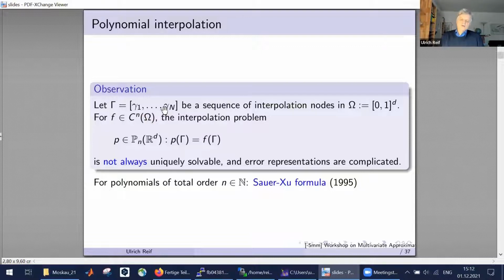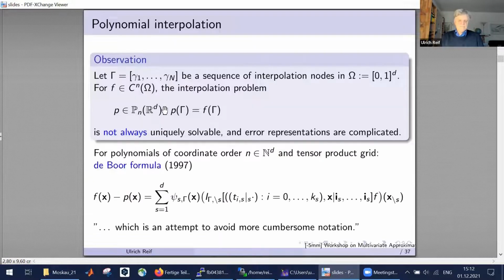For polynomials of total order n, there is the Sauer-Xu formula from 1995, and in a paper by Carl de Boor on the situation with tensor product polynomials and also tensor product gridded data. So when all the interpolation nodes lie on a regular grid, he comes up with this formula. And Carl, with his special sense of humor, says this is an attempt to avoid more cumbersome notation. So I don't know how to decode this formula. And I asked Carl, and also he was some years later not able to explain to me what this actually means. So I think something should be done in this context.